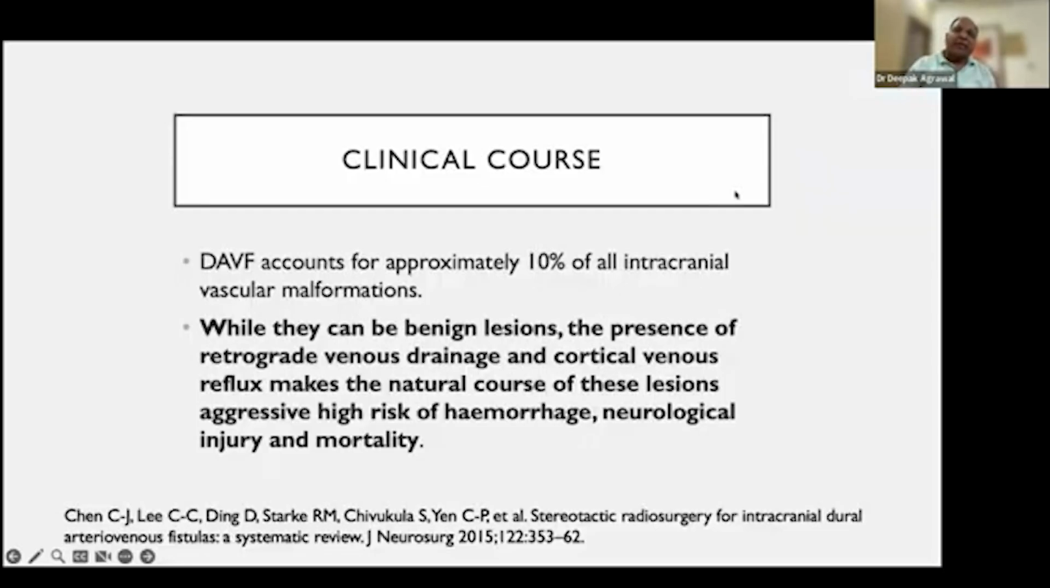So almost 10% of all intracranial vascular malformations are dural AV fistulas. And while the majority are benign, the presence of retrograde venous drainage, which signifies intracranial hypertension, may change the natural course of this disease and may carry a high risk of hemorrhage, neurological injury, and mortality.